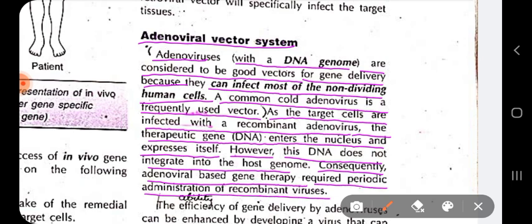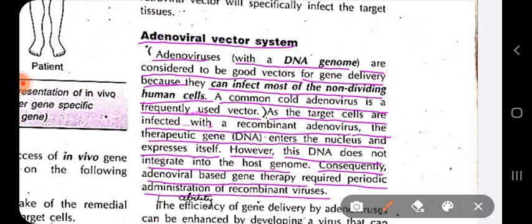But here it is saying, as I have not said, this DNA is not integrating into the host genome. That's strange. Well, for expression of the DNA, the DNA must integrate within the host genome. But here, in the adenoviral vector system, the DNA is not integrating into the host genome. Thus, in this adenoviral based gene therapy, it requires periodic administration of your recombinant virus.